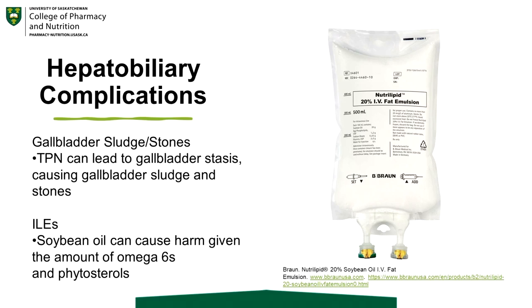ILEs are injectable lipids that are a source of essential fatty acids for those on PN. Regarding hepatobiliary complications, soybean ILEs tend to be the culprit. Soybean oil-based ILE contains high amounts of omega-6s and a significant amount of phytosterols. Phytosterols are metabolized as bile acid by the liver. Because of this, they can impair bile flow and cause biliary sludge and stones. Also, the omega-6s in the soybean ILE may worsen inflammatory states. The phytosterols and omega-6s can contribute to hepatotoxic effects for those receiving long-term PN.